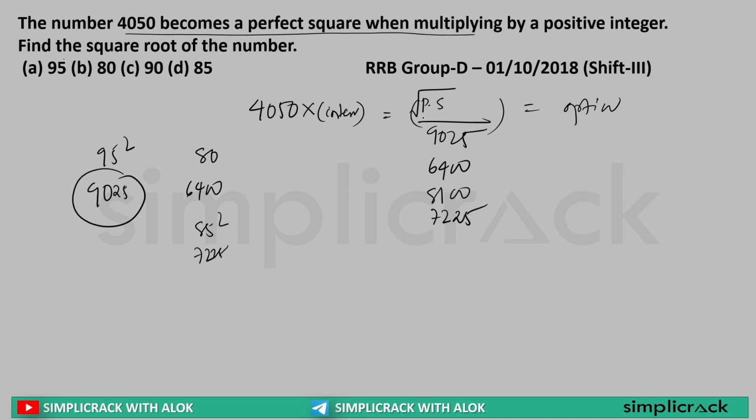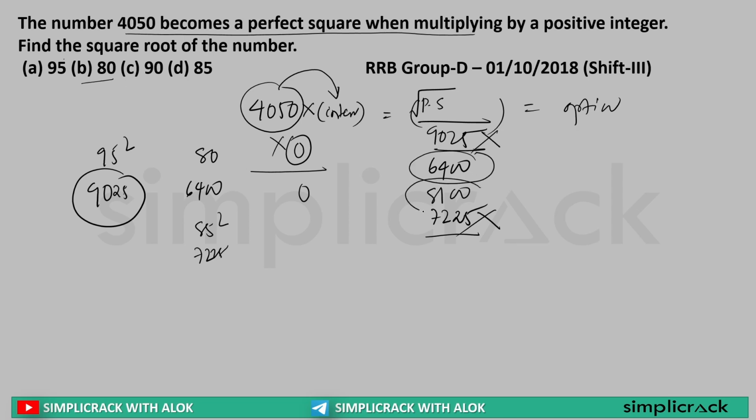Now, this number multiplied by an integer will get me what? 2525. Now understand this. Whatever integer I multiply over here, 0 into any unit digit will always get me 0 as the unit digit. That means this and this won't be my right options, because the unit digit will always be 0. So either 6400, that is 80, or 8100, that is 90, will be the right answers.